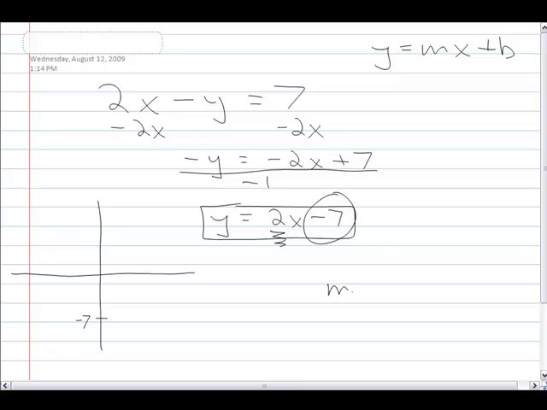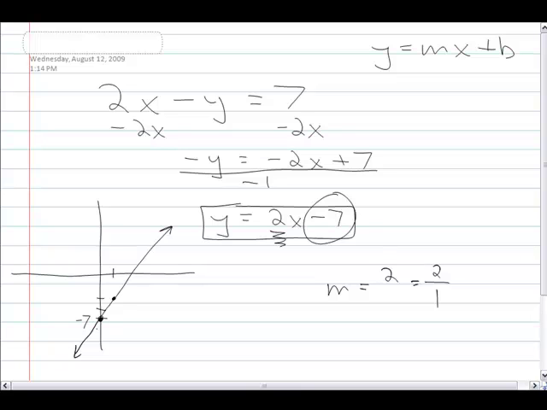So let's see, m is 2, which you could write as 2 over 1. So I'm going to go up 2 from the point I have, up 2 to the right 1. And there I'll draw a line between those 2 points. And that's my line. Now when we solve for y, we can easily see what the y-intercept is.